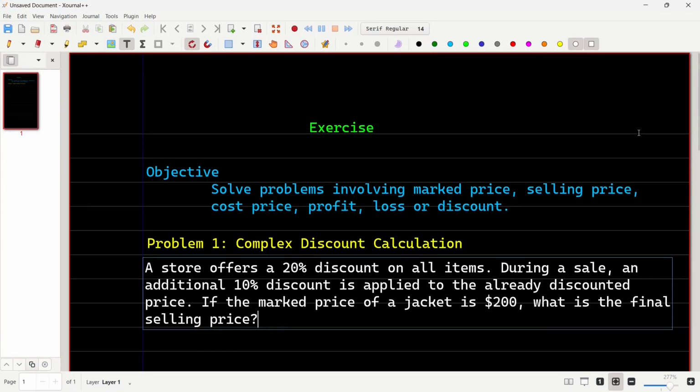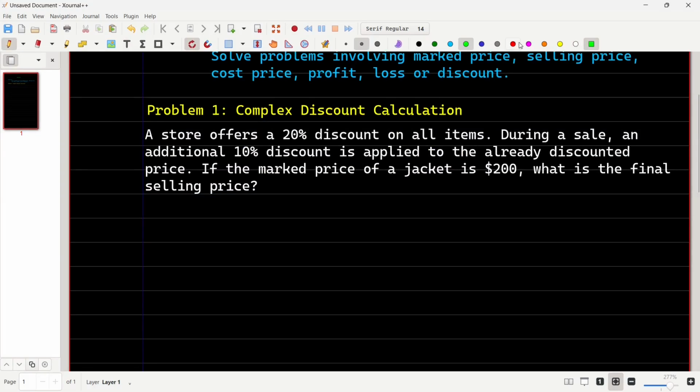All right, so for this problem, let's use this color here. I'm going to solve this by first breaking down the problem so that we can see exactly what information we're getting from it. So a store offers 20% discount on all items. This is a key piece of information here. During a sale, an additional 10% discount is applied to an already discounted price. And the marked price of the jacket is $200. What is the final selling price?